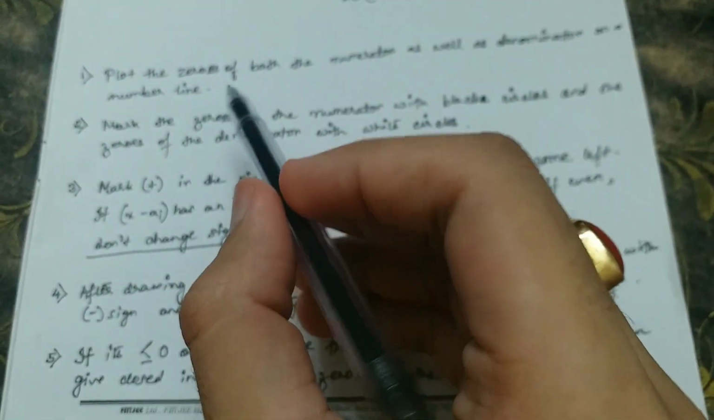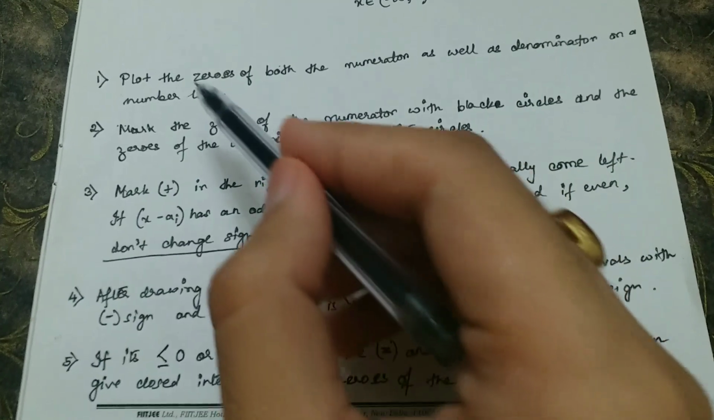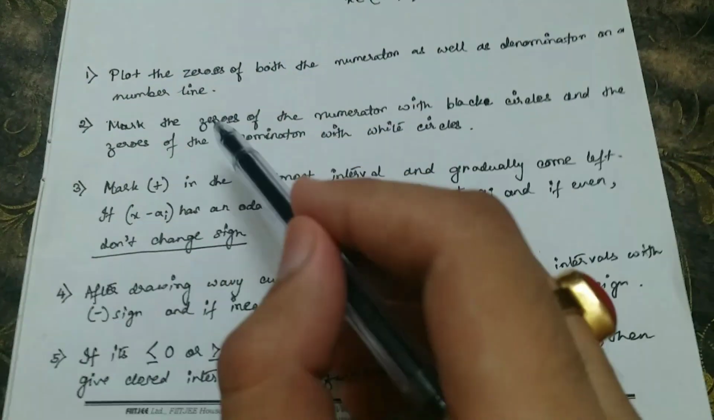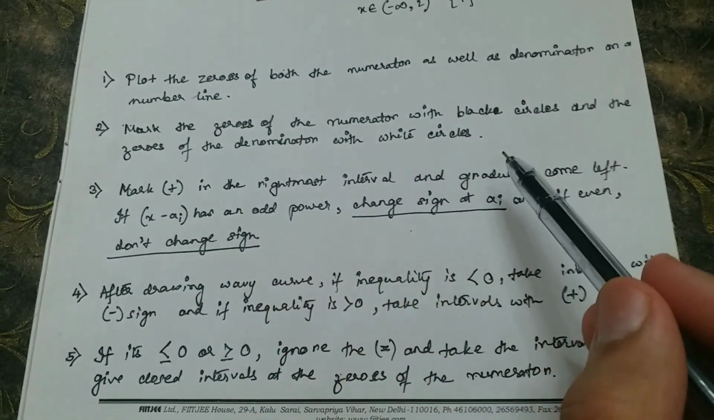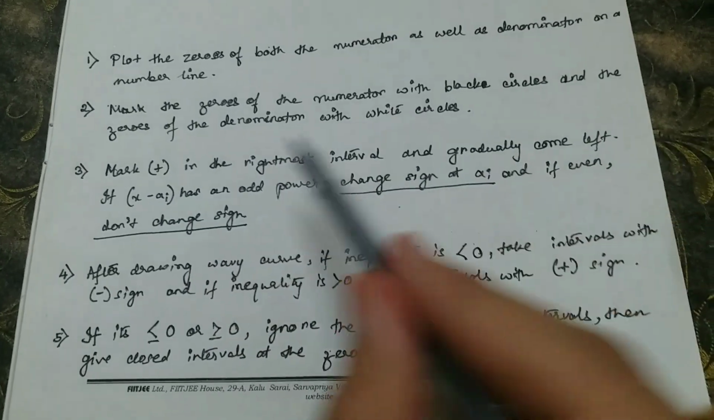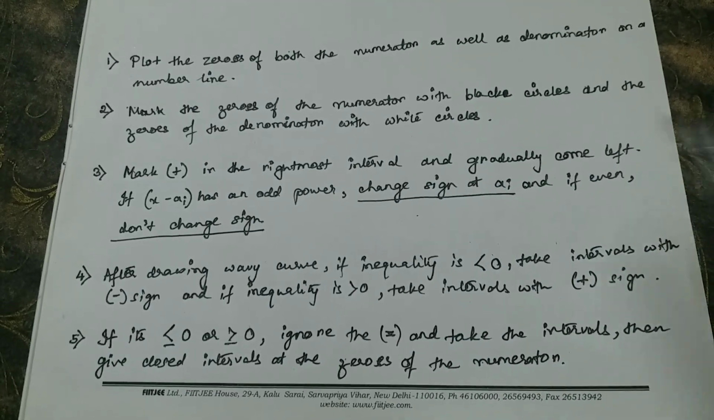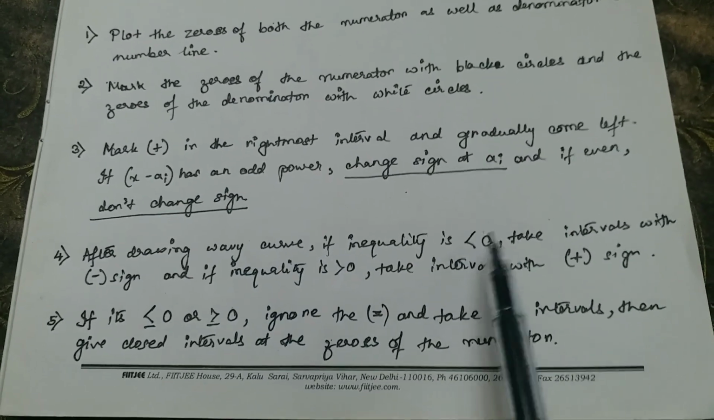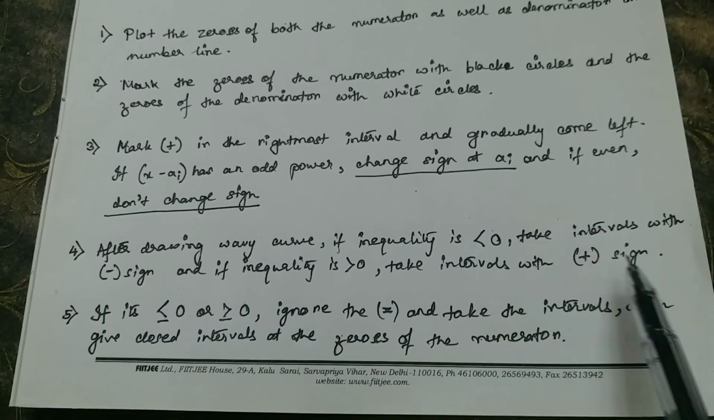So after solving the two problems, we can generalize the Wavy Curve method into these 5 points. Plot the zeros of both the numerator as well as denominator on a number line. Mark the zeros of the numerator with black circles and the zeros of the denominator with white circles. Mark plus in the rightmost interval and gradually come left. If x minus ai has an odd power, change sign at ai, and if even, don't change sign. After drawing the wavy curve, if inequality is lesser than 0, take intervals with minus sign, and if inequality is greater than 0, take intervals with plus sign.